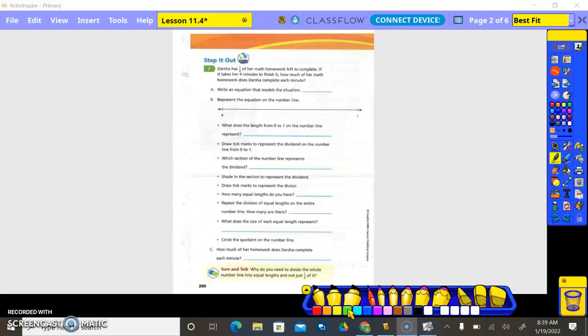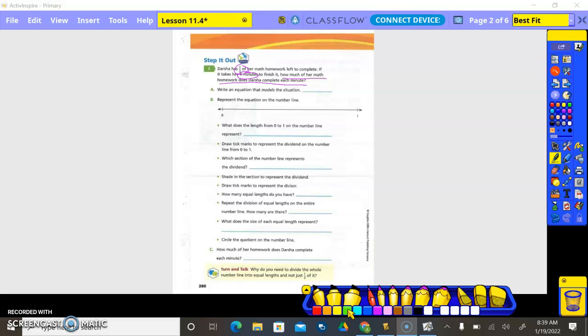Step it out. Number 2. Darsha has 1/3 of her math homework left to complete. If it takes her 4 minutes to finish it, how much of her math homework does Darsha complete each minute? So she has 1/3 of the homework, 4 minutes, and then they want to know how much of her math homework does she complete each minute. Write an equation that models the situation.